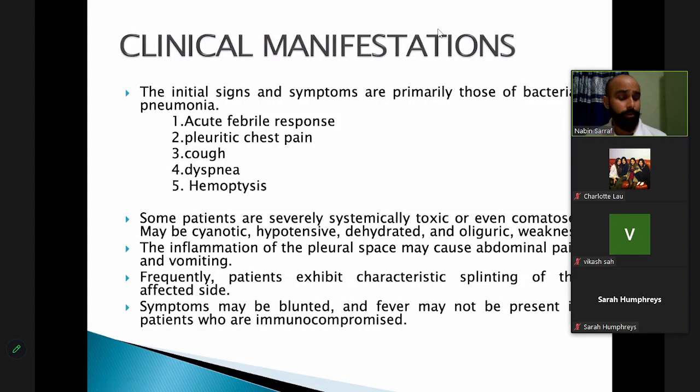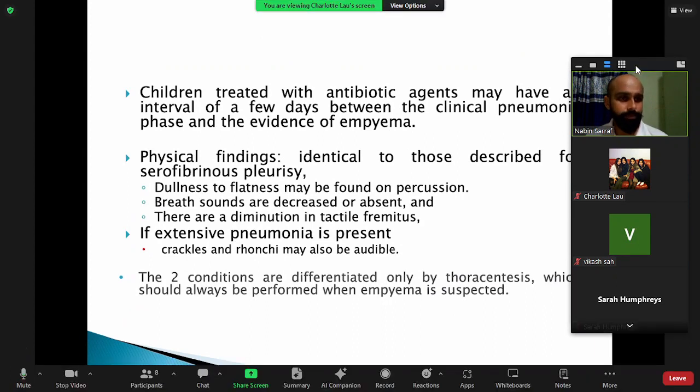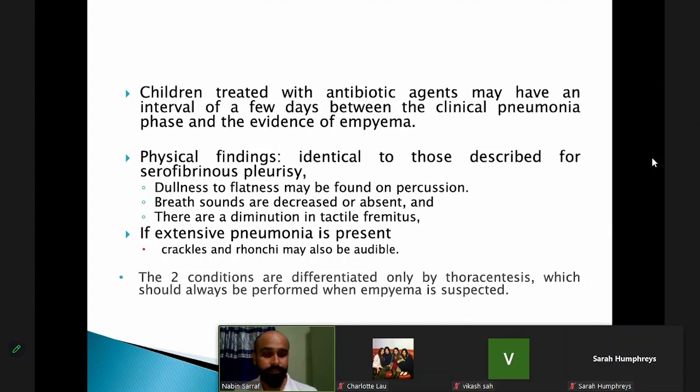Because of the inflammation of the pleural spaces, sometimes patients may come with abdominal pain and vomiting, and the patient exhibits characteristic splinting of the affected side. In patients who are already immunocompromised and suffer from empyema, the symptoms may be blunted and fever may not be present. Children treated with antibiotic agents may have an interval of a few days between the clinical pneumonia phase and evidence of the empyema.